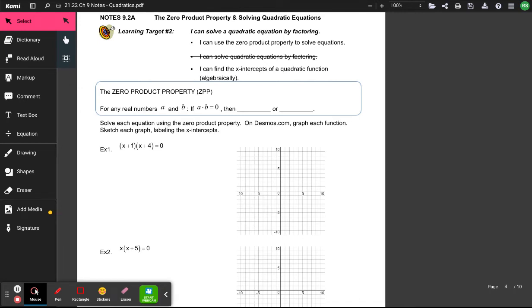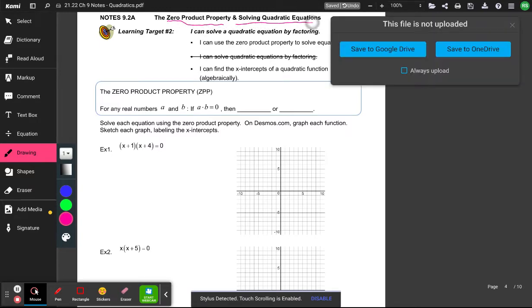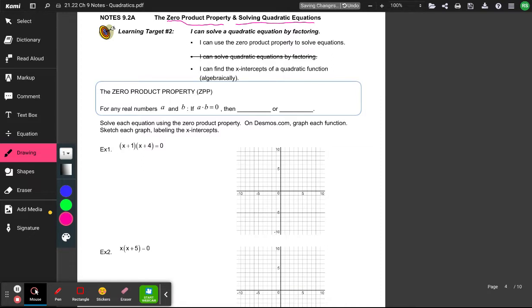All right, everyone. Today we're moving on to our next section of quadratic equations. Today we'll be talking about the zero product property. We will be focused on how the zero product property helps us find our x-intercepts, and we're going to use the zero product property to help us solve quadratic equations. So specifically, it says I can solve a quadratic equation by factoring.